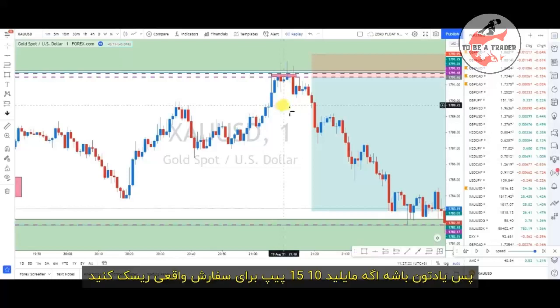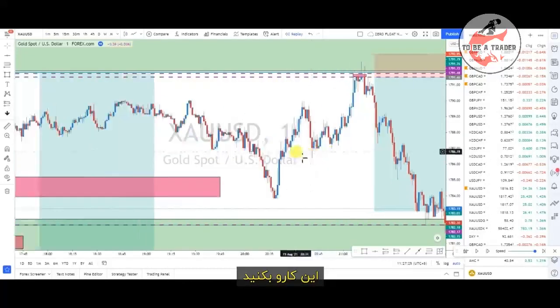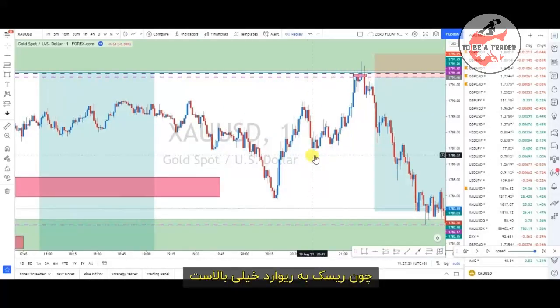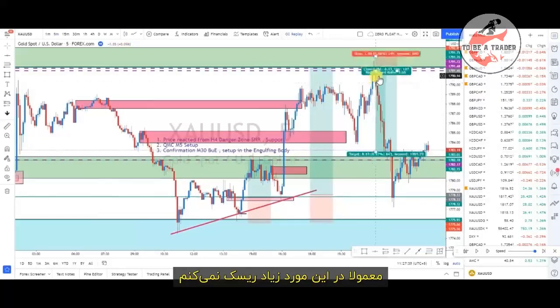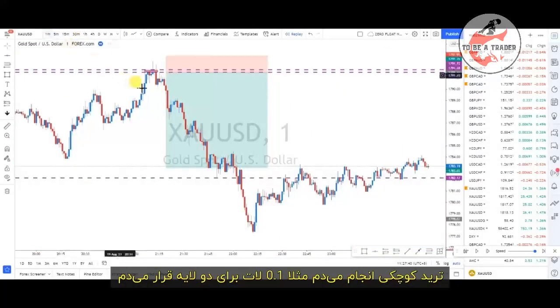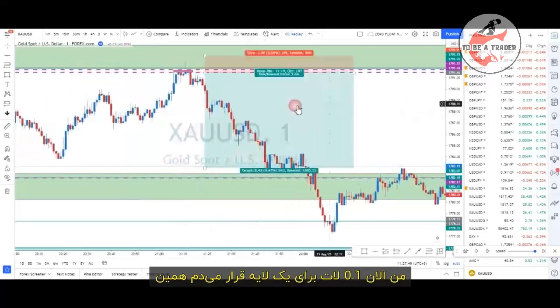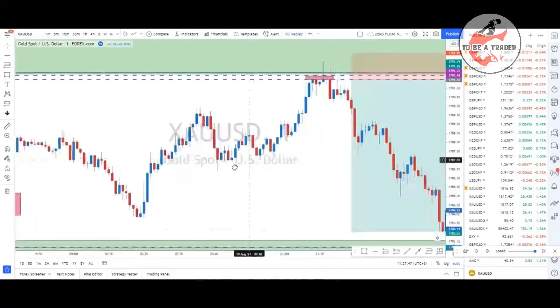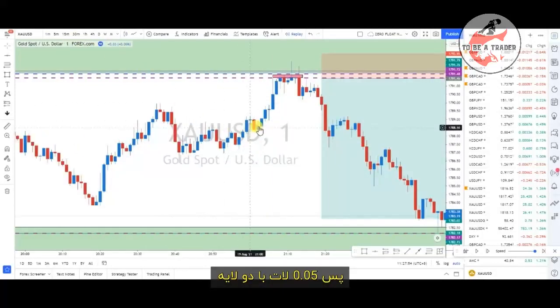So remember, guys, as I always said, if you're willing to risk 10-15 pips for the reward of 84 pips, then go ahead, guys, because the risk and reward is very, very high. So in this case, there is no confirmation on the M5. Normally what I should do is I do not put on the big lot. I will trade small. So instead of putting 0.1 lot for 2 layers, I'm only going to put 0.1 lot 1 layer. That's it. Or probably 0.05 lot with 2 layers.